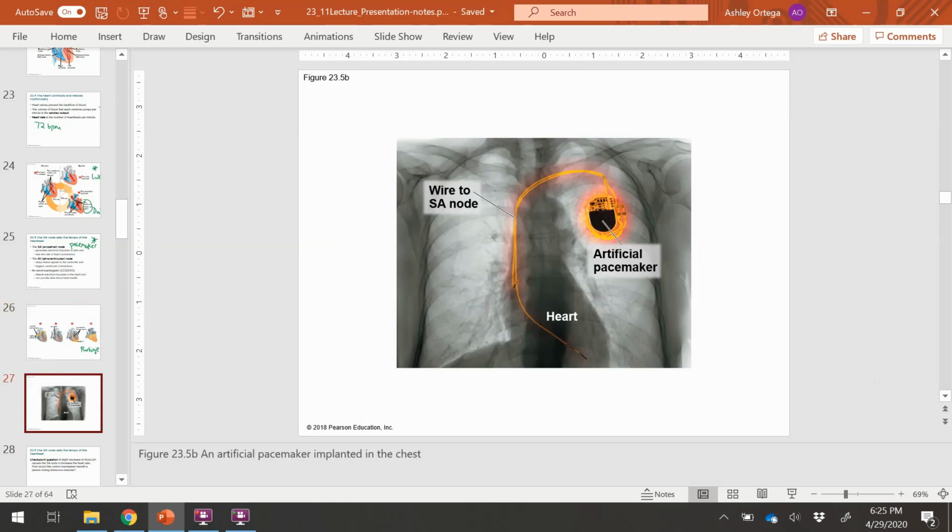And so for those that do need an artificial pacemaker put in, here's an example of one. It's an artificial pacemaker implanted in the chest. And so this is going to be wired to the SA node and can stimulate those contractions, which will then keep the heart in contraction and rhythm to maintain the life of the patient.